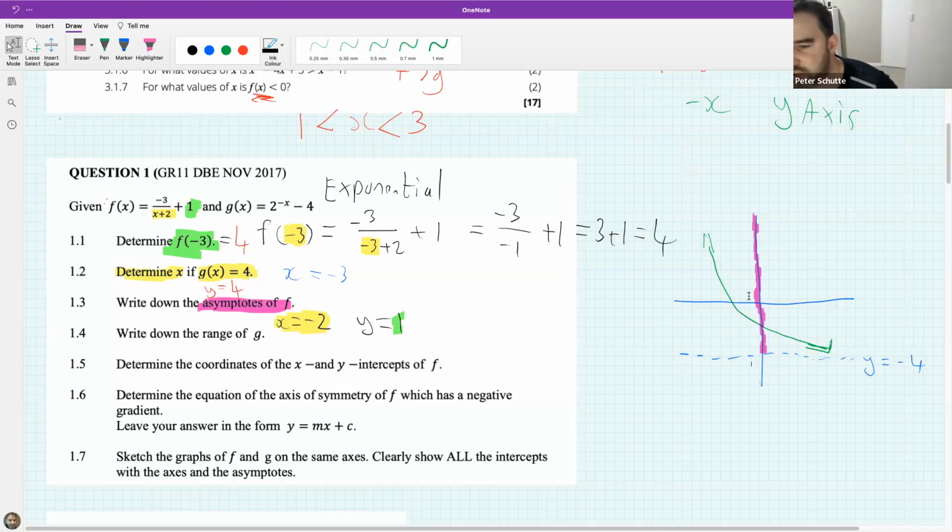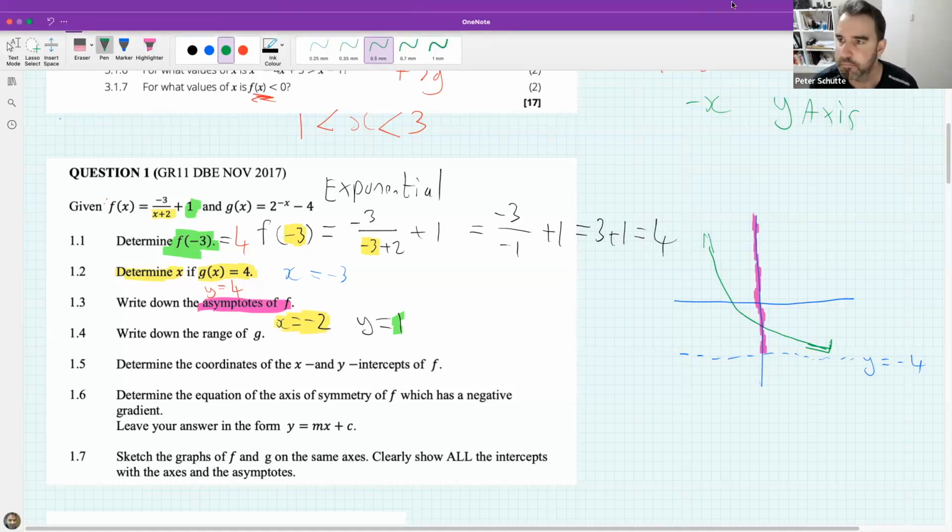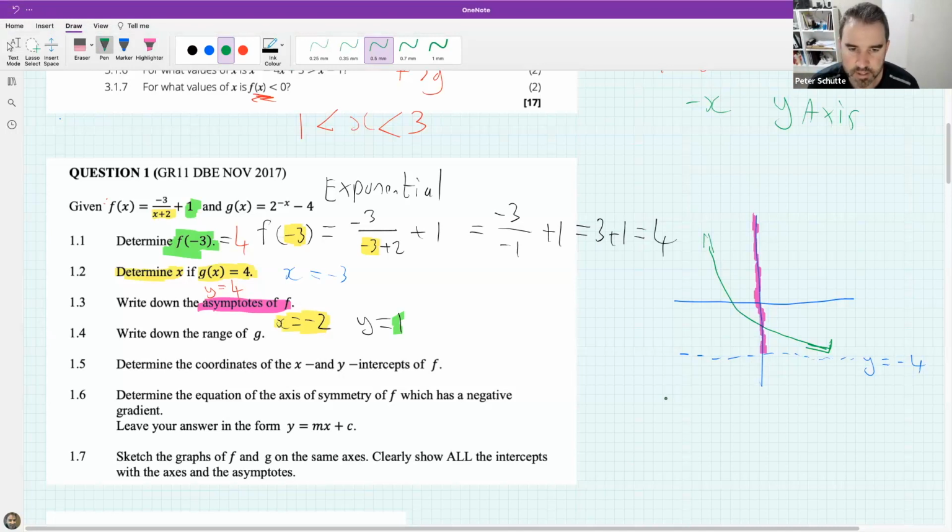So how would we describe this range over here? Who feels like they know? Isn't it just going to be y is greater than -4? I'm just trying to describe this region here. The range talks about the y values.